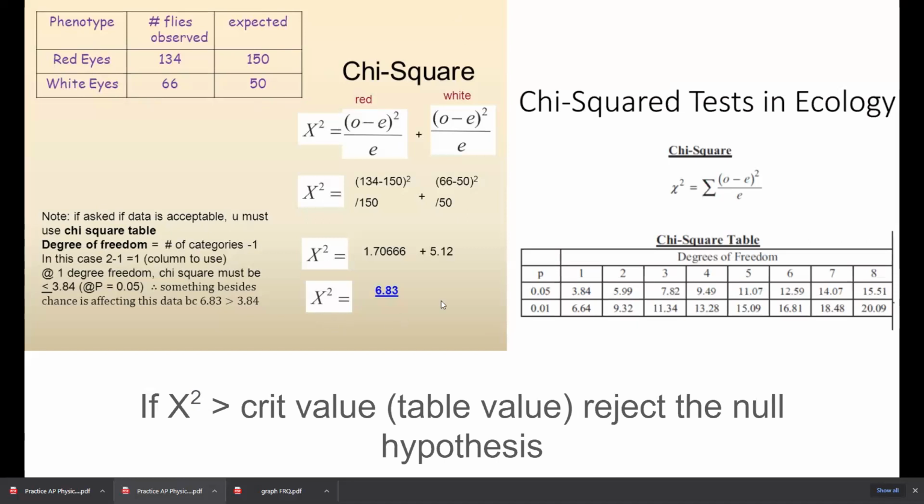So the calculation was done. There's two groups, so there was 1 degree of freedom. Don't forget that the degrees of freedom are the number of categories minus 1. And then you compare it to the table. This is where your degrees of freedom are. And we always use 0.05 for a p-value.